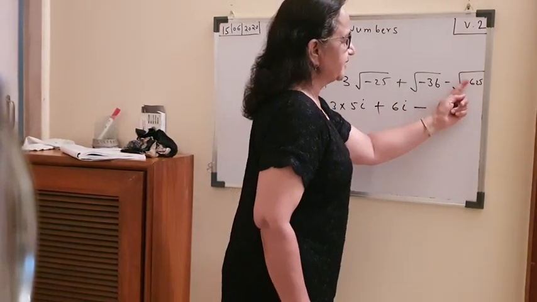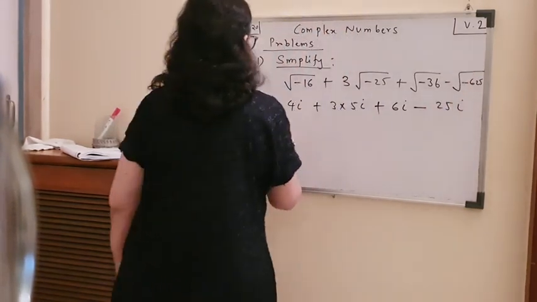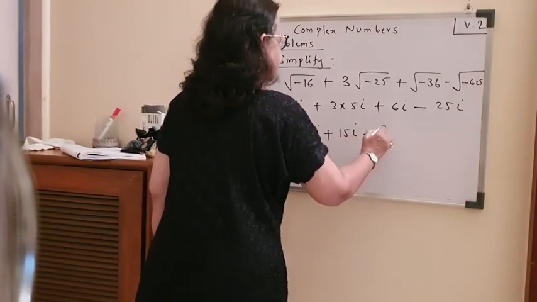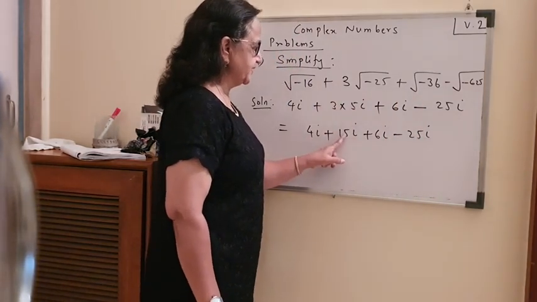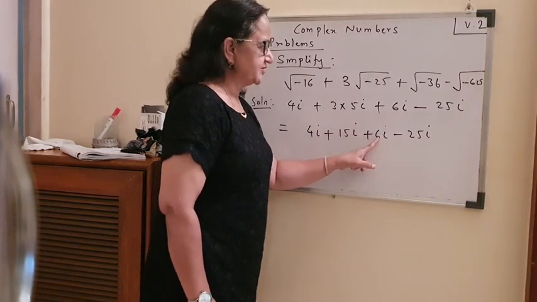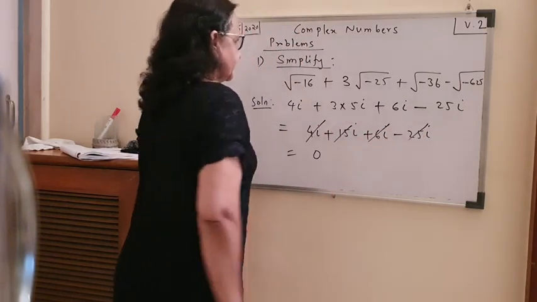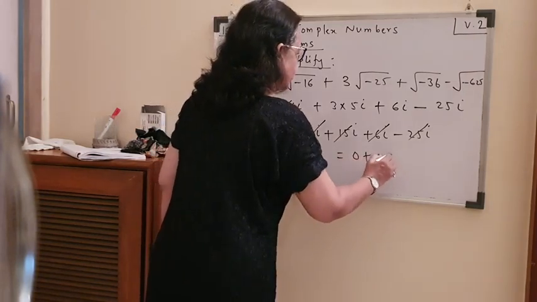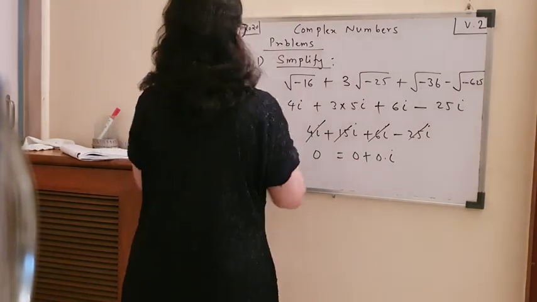Minus, forget this minus sign, 625. What is the square root? 25 and you have to attach i. So what is the final answer? It is 4i plus 15i plus 6i minus 25i. 5 into 3 is 15. 4 plus 15 is 19, 19 plus 6 is 25, and 25 and minus 25 cancel each other and you get 0. Now what is this 0? This 0 is a complex number which can be written as 0 plus 0 into i. Real part is 0, imaginary part is 0. So the answer came out to be 0.